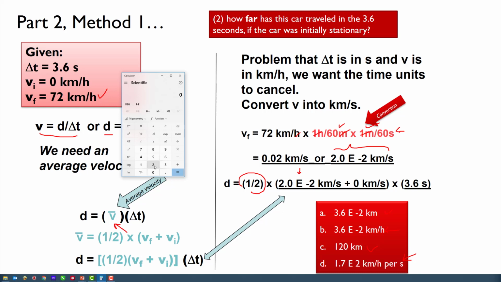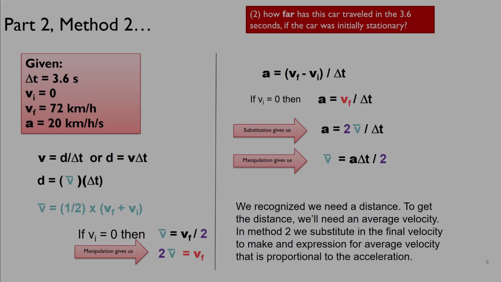So I'm going to enter in 2, exponential, and then 2 and switch the sign on it, which is down there. So 2e to the minus 2, it's plus 0, so I don't have to worry about adding anything through it, but I am going to divide by 2, and then I'm going to multiply that by 3.6 seconds. And my answer is 0.036, otherwise known as 3.6 times 10 to the negative 2, and that should be in kilometers. My job is done here.